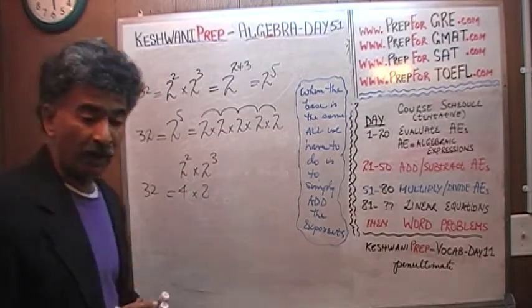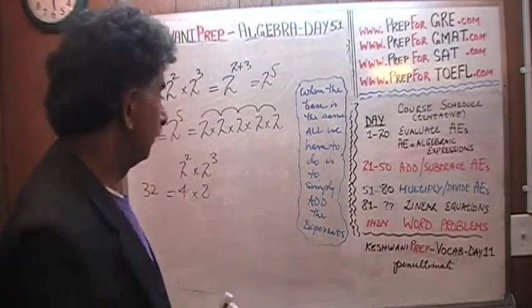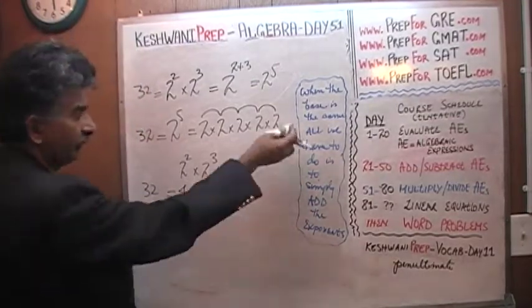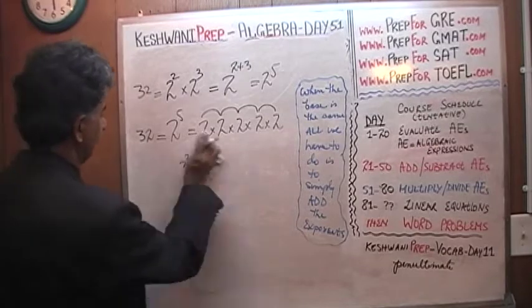But what would have happened if the bases were different? Well, if the bases were different, nothing would have happened. We would not be able to do this. None of this would apply. Let's do an example where the bases are different.